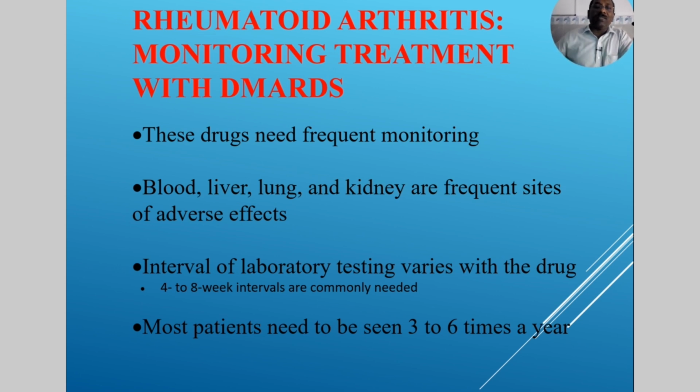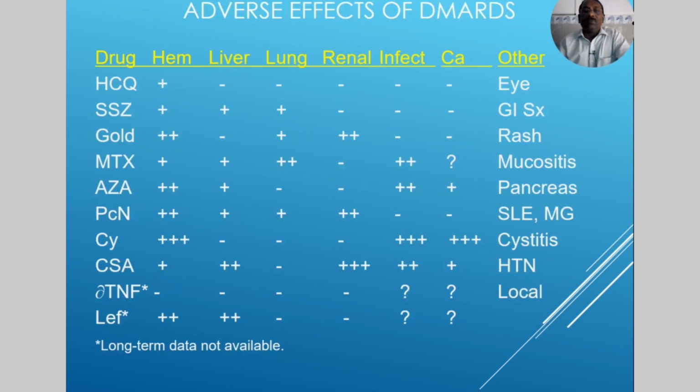Blood, liver, lung and kidney are frequent sites of adverse effects. Interval of laboratory testing varies with the drug. Usually I prescribe the drugs for 3 months, and once in 3 months, ask them to get the CBP, LFT and RFT, and accordingly I adjust the dosages. But fortunately, 80 to 85% of our population don't develop any side effects or any hepatotoxicity or nephrotoxicity, etc. I have few people who come once in 6 months or once in 9 months or once in a year, keep on using methotrexate in spite of my repeated requests, but luckily they are not getting any side effects. Most patients need to be seen 3 to 6 times a year, but at least you have to see them 3 or 4 times a year.